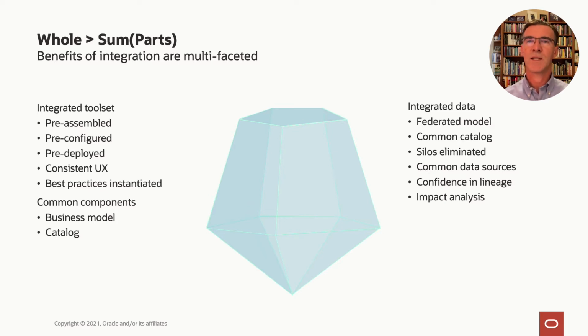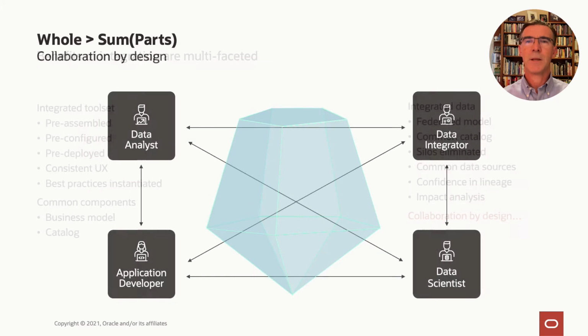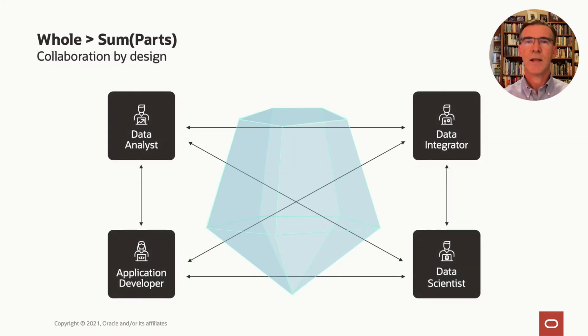Components are defined in the common database layer so that they can be shared by all users in all tools. And all this metadata is brought together in the catalog. So it's not just the tools that are integrated, it's the data too. A business model spanning data sources that can be federated when appropriate and defined in a common data catalog eliminates silos. The result is renewed confidence in data lineage and impact analysis. In other words, we have collaboration by design.